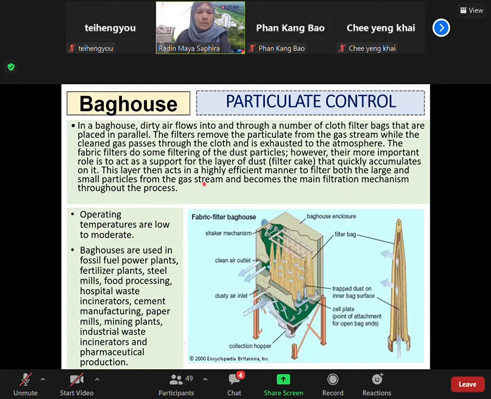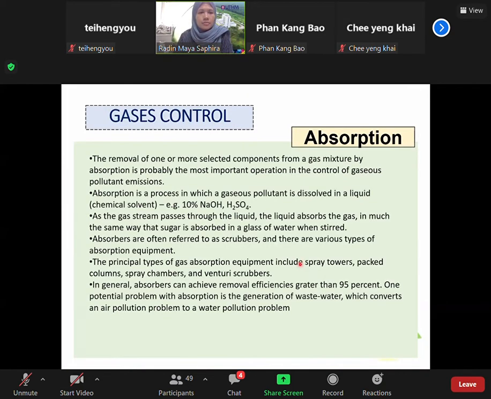Another one is by using the bag house like this. Okay, macam ni lah punya sistem kereta kan, ada ataupun vacuum, dirty air flows into and through a number of cloth filter bags that are placed in parallel. Jadi ada apa ni, cloth bag, filter bag. So the filter removes the particulate from the gas stream and the clean gas passes through the cloth. Dia macam biasalah like a vacuum cleaner or certain what we call that filter cloth. This is the bag house.